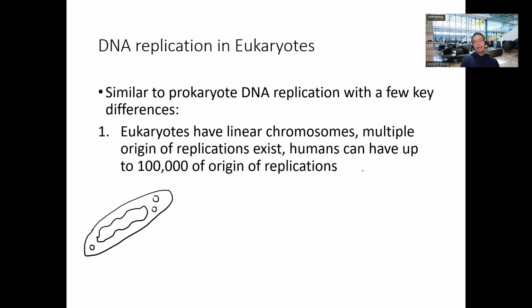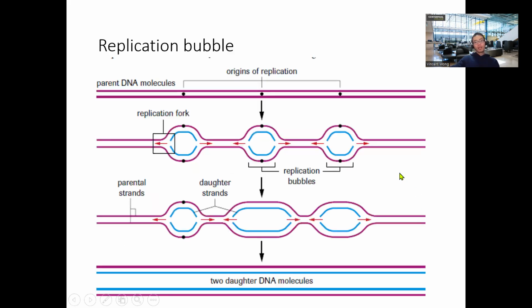Okay, and it's not uncommon to have up to hundreds of thousands of origins of replication in a human cell. So this is what it looks like if you have multiple replication bubbles. You will create them, and then they will expand laterally, horizontally, and eventually fuse with one another. That just speeds up the whole process of DNA replication. So that's difference number 1.